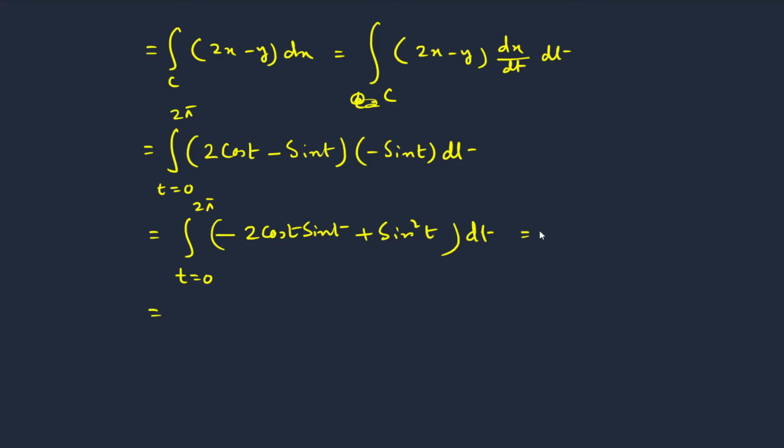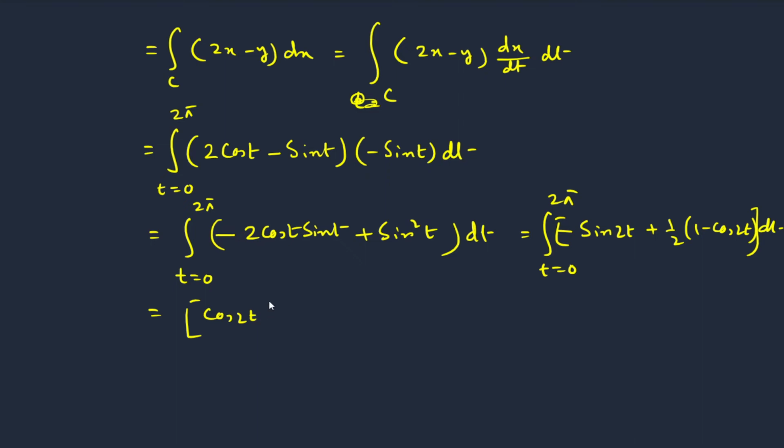Okay, first term you can write like this, no? t equals 0 to 2 pi. This is nothing but the sin 2t formula, and sin square t you can write as half into 1 minus cos 2t, okay? And dt. So integration of sin t is how much? Minus will come. So cos 2t between the limits 0 to 2 pi.